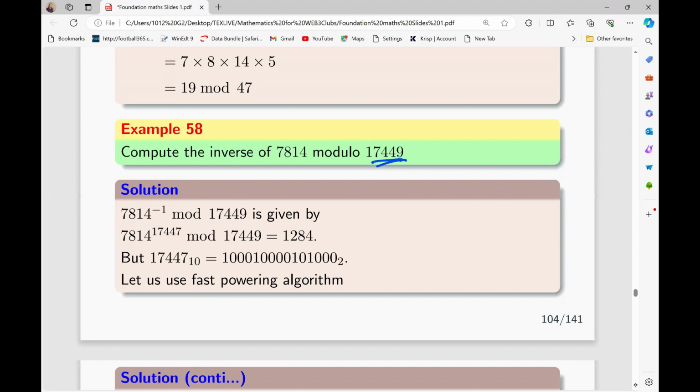I want to get the inverse of this number. Is it bigger than the prime? Yes, this one is 7,000. The prime is 1,000 or something. No, 17. Eh? It's not huge. Which one is bigger here?